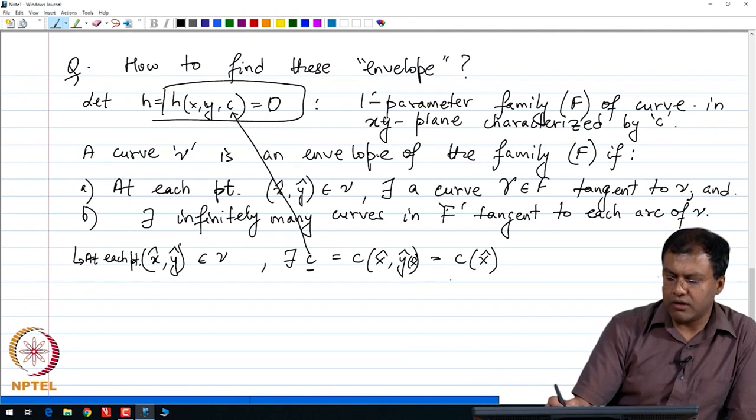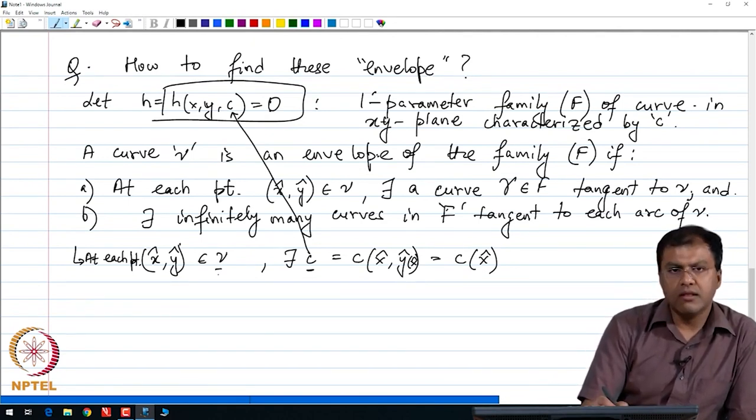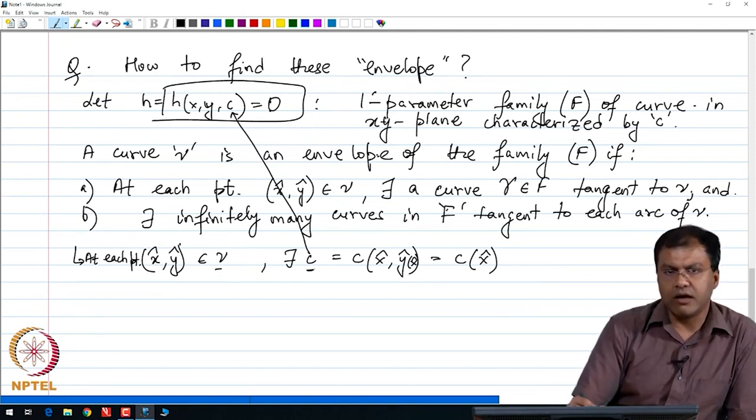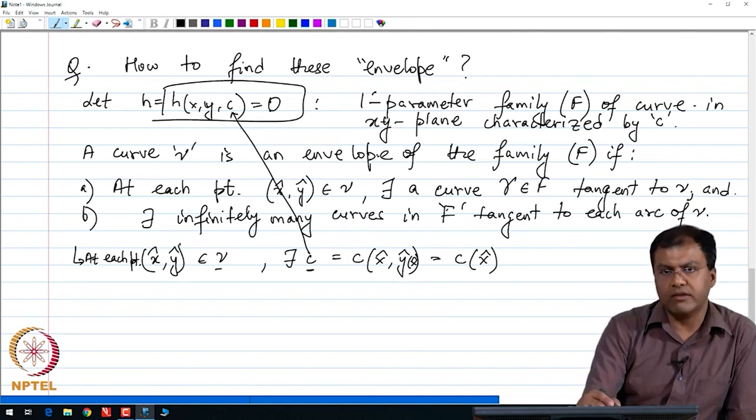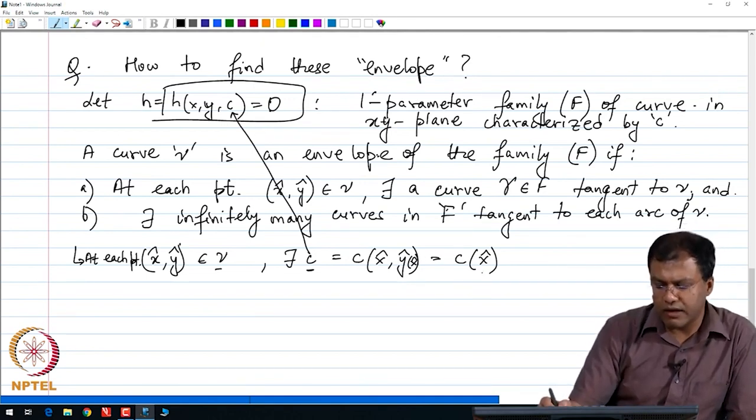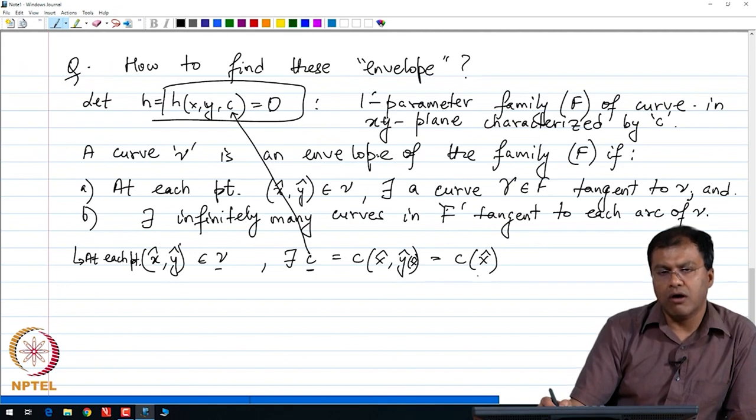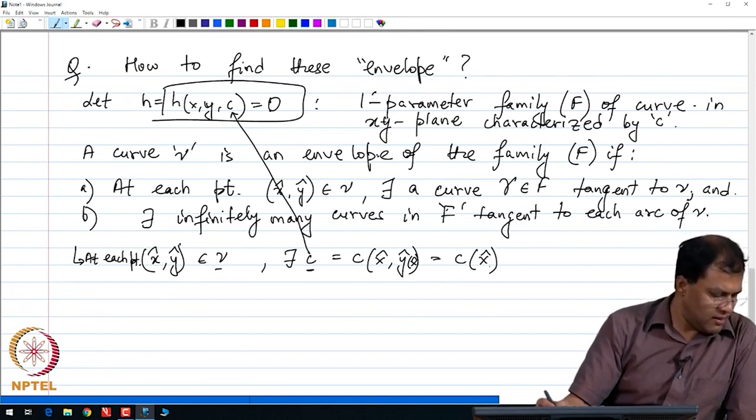It is not a constant with respect to the points lying on the curve nu, right. So, this confusion should not be there. Why is a constant a function of x hat? The constant C is a constant with respect to the family F of the extremals and not a constant with respect to the family nu, or the locus of points nu for the envelope, right. So, it is a function for each point on the envelope. Okay.